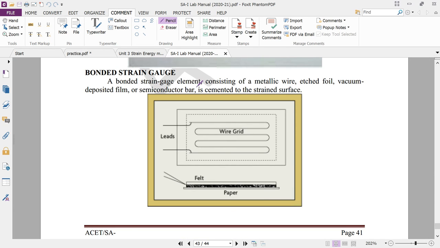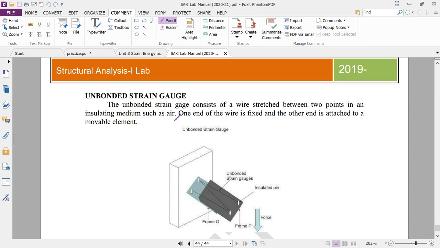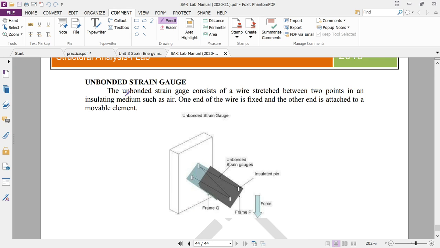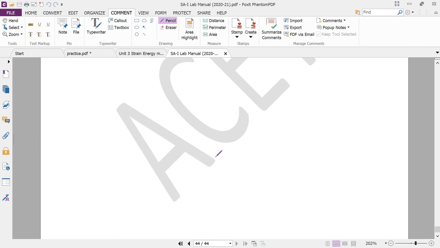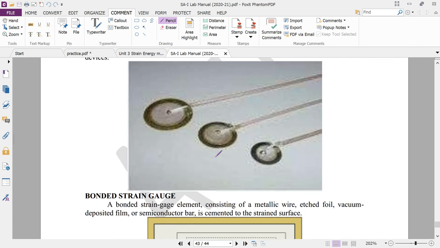In bonded strain gauges, the elements consist of metallic wires with attached foil, or a vacuum-deposited film, or a semiconductor bar. The diagram is like that. Then unbonded is like that. The unbonded strain gauge consists of a wire attached at two points in an insulating medium such as air. One end of the wire is fixed while the other is attached to a movable element. These are some examples of strain gauges.